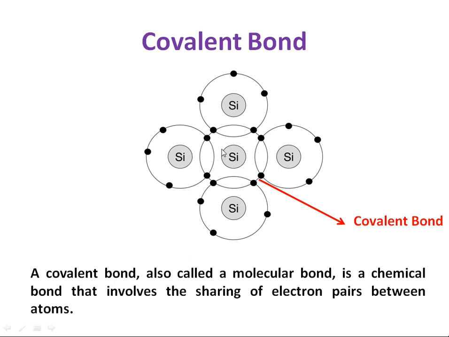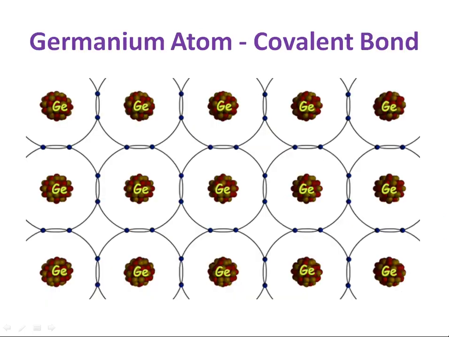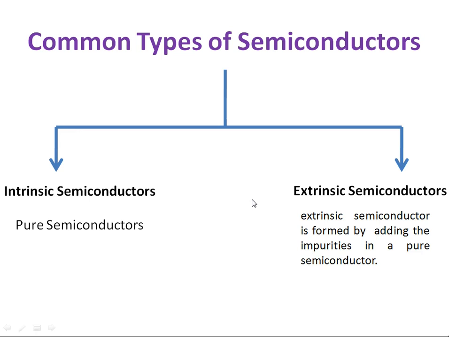Each silicon atom shares its valence band electrons, and finally it reaches stability. Suppose this silicon atom shares its valence band electrons with the next silicon atom. Here I haven't shown the other silicon atoms, so that it reaches stability. Likewise, this is a covalent bond, the structure of the germanium atom. This germanium atom has 4 valence band electrons, and these 4 electrons are shared with the neighboring atoms, and it attains stability.